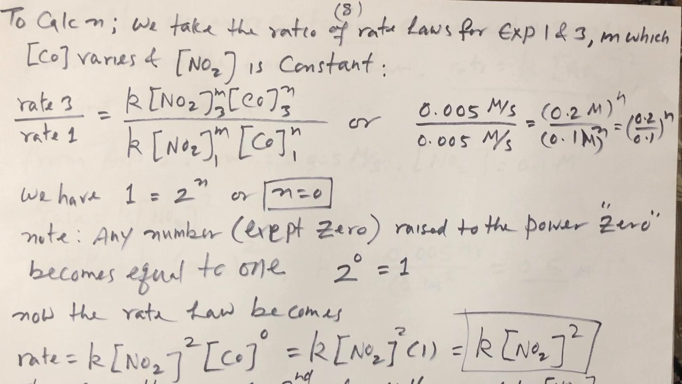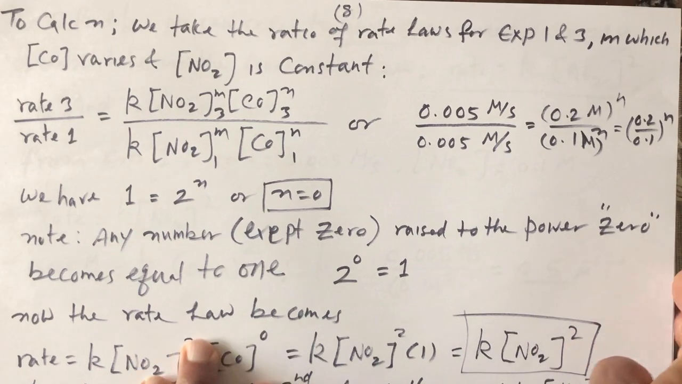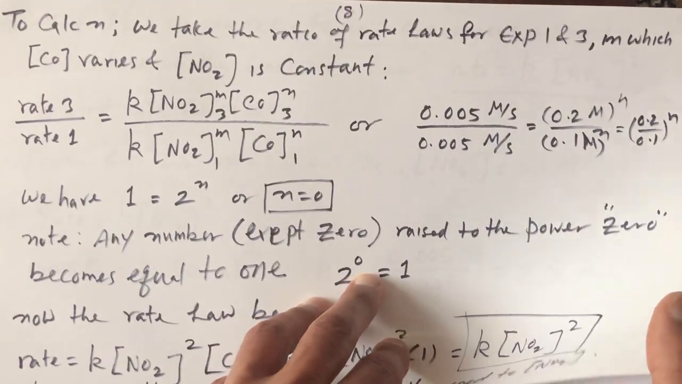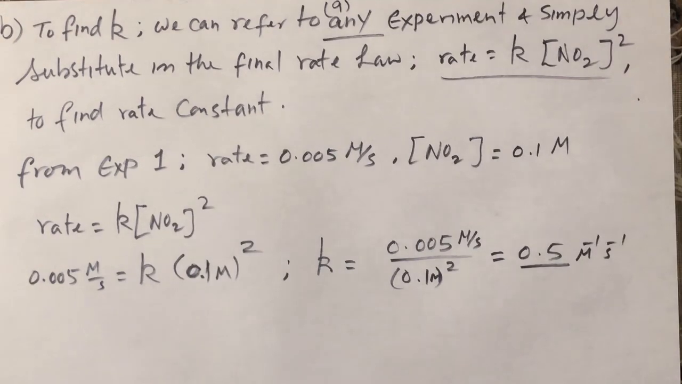So the rate law now becomes K times NO2 squared, because m is 2, and CO to the power of 0 because n is 0. And again, anything to the 0 is 1, so it becomes simply K NO2 squared, which means this reaction is second order with respect to NO2, and second order overall, and CO does not affect the rate of the reaction. This is an example that has been outlined in the textbook in that problem.